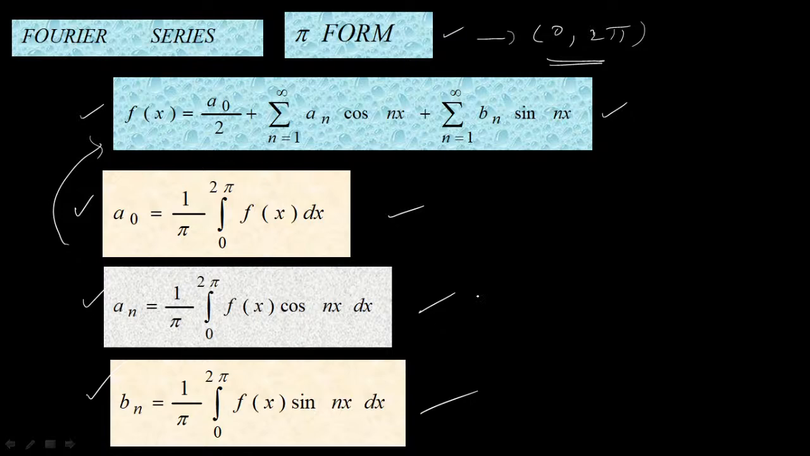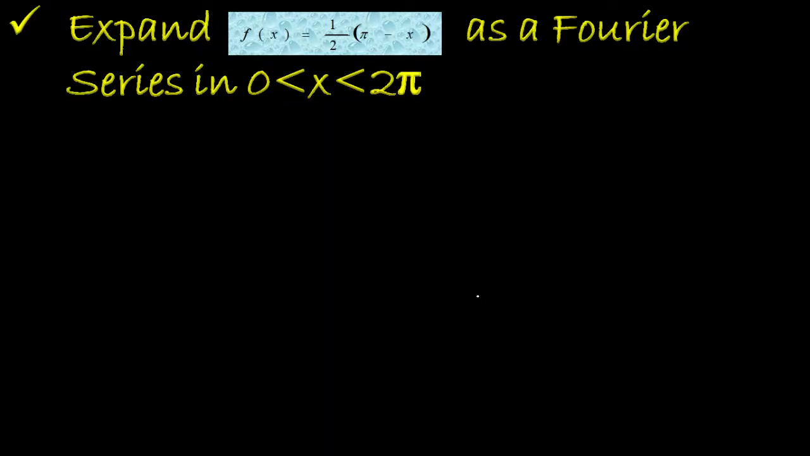Okay. Now let me enter into the problem. Expand the function f of x is equal to 1 by 2 pi minus x as a Fourier series in 0 less than x less than 2 pi. That is, the length of the interval is given as 0 to 2 pi. Now we have to expand this function as a Fourier series. For that, first you have to write down the given function.